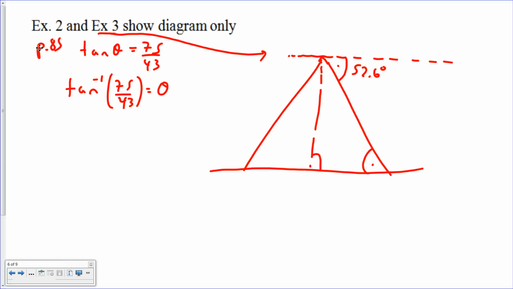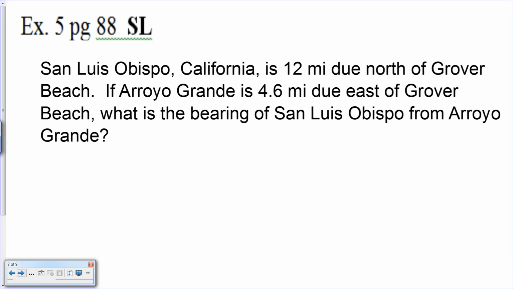Then we have a story problem about California, some cities in California.